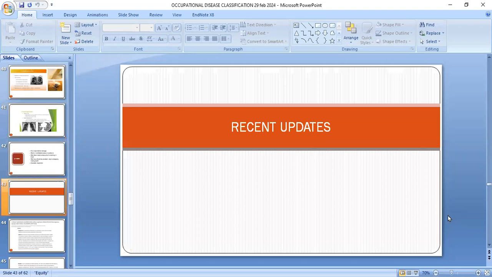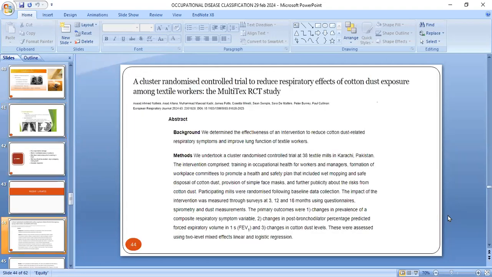Coming towards the recent updates, this is the first article whose title is A Cluster Randomized Control Trial to Reduce Respiratory Effects of Cotton Dust Exposure Among Textile Workers. That is the multi-center randomized control study. In its background, they determined the effectiveness of an intervention to reduce cotton dust-related respiratory symptoms and improve lung function of textile workers. They undertook a cluster randomized control trial at 38 textile mills in Karachi, Pakistan.